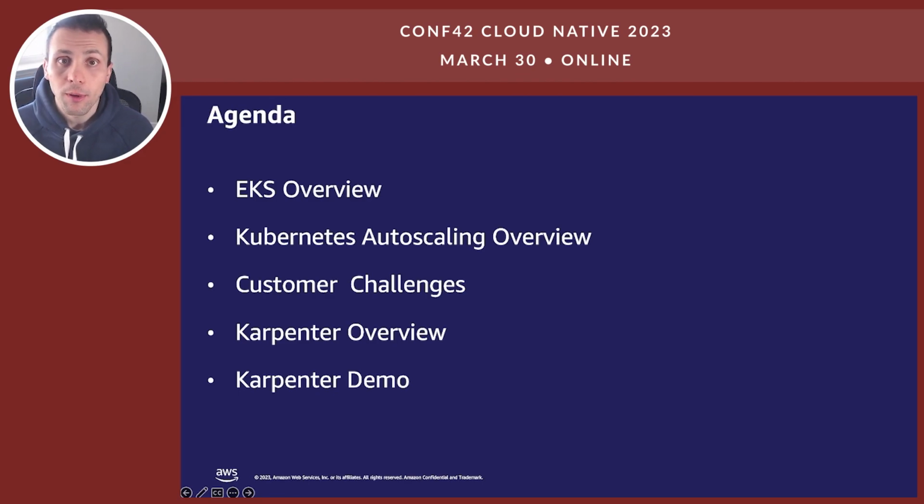After that, we're going to talk about Kubernetes auto-scaling. What are the mechanisms, both cloud native and Kubernetes native, that are available for us, but also what are the current implementations for cloud. After that, we're going to talk about some customer challenges based on those current implementations. And then we're going to talk about Karpenter and how Karpenter solves some of the challenges that we've heard from customers trying to do auto-scaling on Kubernetes.